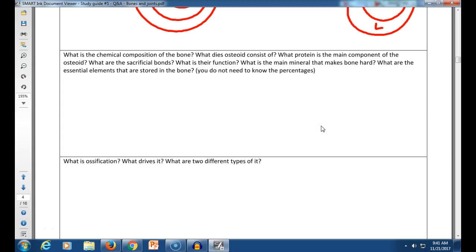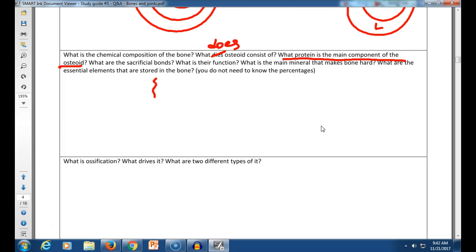Osteoid. What does it consist of? Mainly, which biological molecule? Osteoid is a matrix. What does it consist of? Collagen and other proteins. Pretty much it's a protein substance. Collagen is the main component of the osteoid. Okay? Do you follow me?